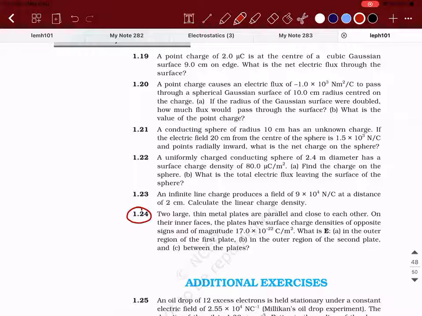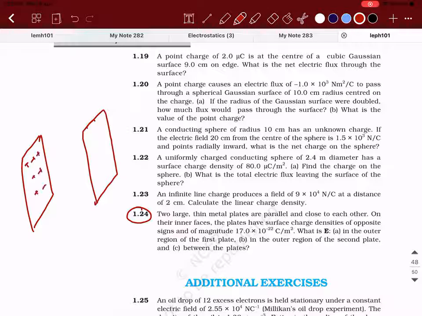What is happening? If you try to draw a diagram, there is one sheet like this, and another sheet like this. Where is the charge distributed in both the scenarios? It is only inside. Read the question carefully. So one charge is present here and the other charge is present here. It is negative. And they are uniformly distributed, with surface densities of value 17 into 10 power minus 22.